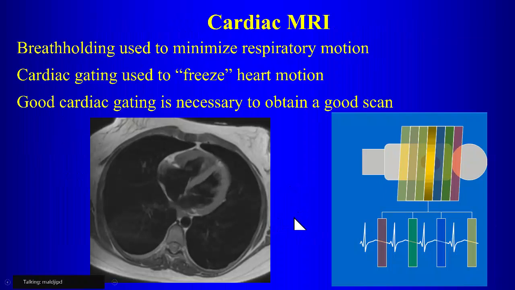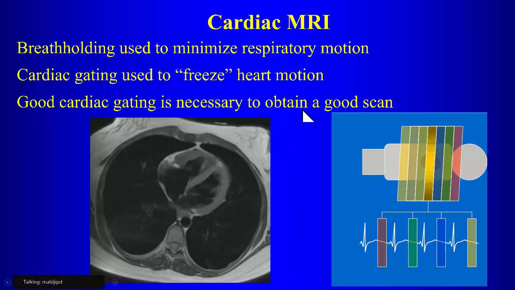The problem with MRI is you're dealing with motion, and there are two types of motion. There's respiratory motion and there's cardiac motion. For the respiratory motion, we usually ask the patient to hold their breath during the imaging so we don't get breathing artifact during the sequence. But the other problem is cardiac motion, and in order to freeze the heart motion, we need to use cardiac gating. Cardiac gating is a necessity to obtain a good MR scan.